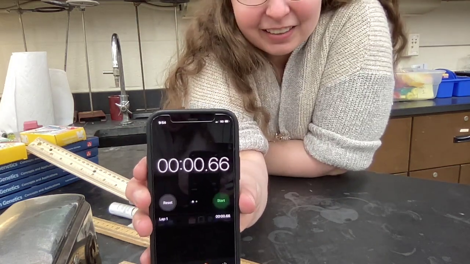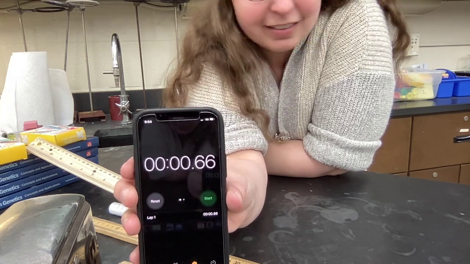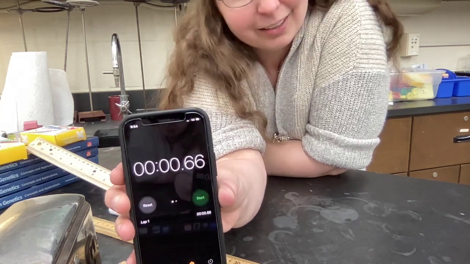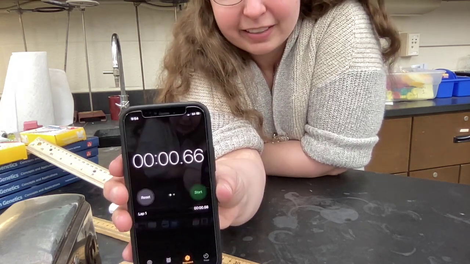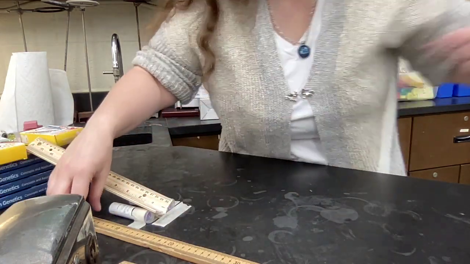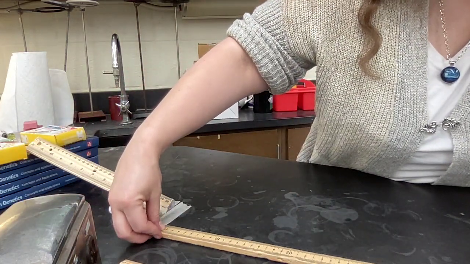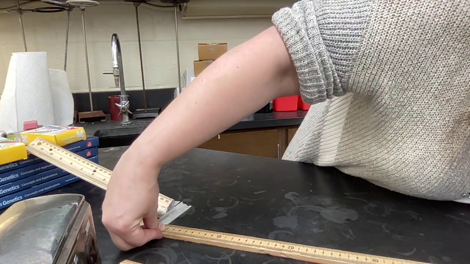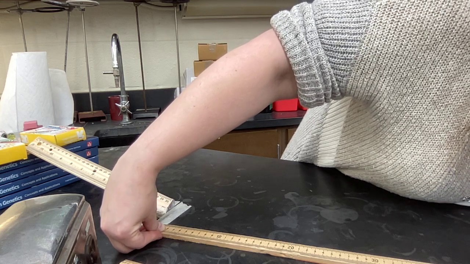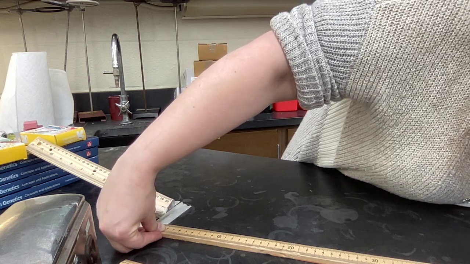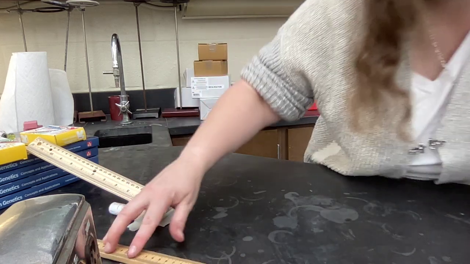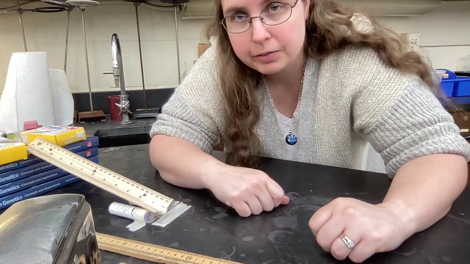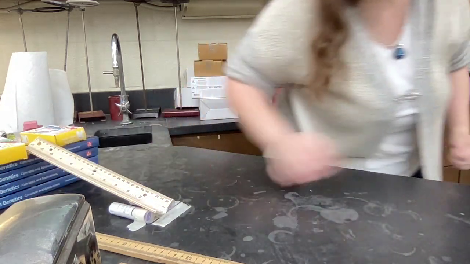Okay, 0.66 seconds. Again, the ball went off the table, but the cup did not. It kind of rotates the cup, and it falls out the opening. But 0.66 seconds. Let's get the distance. 67.9 centimeters. Don't forget to convert that to meters. Let me go get the ball.